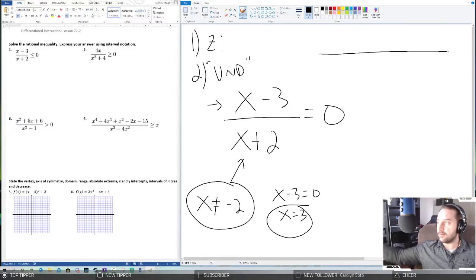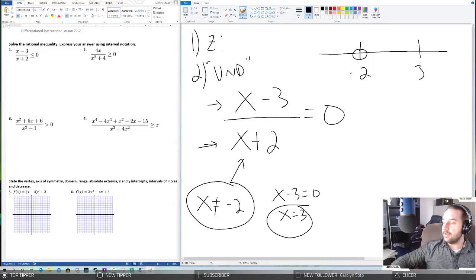So now we test that on a number line. All critical values, those are the values that are going to be undefined, are always going to be open circles. So the negative 2 is going to be an open circle. And then the zeros are open or closed circles depending on the problem. In the problem itself, because it says less than or equal to, that means that my 3 is going to be a closed circle.